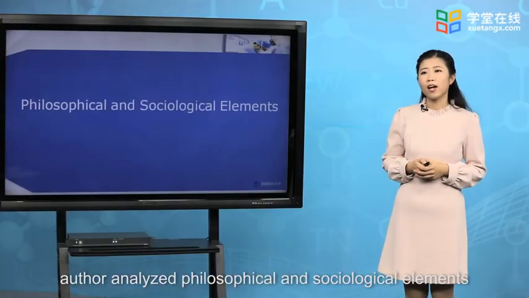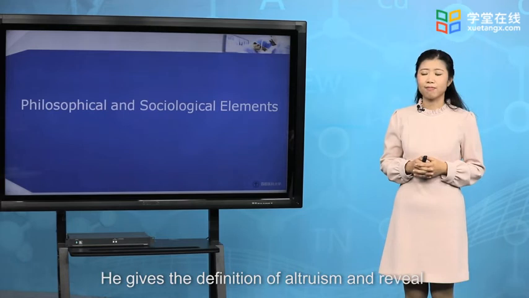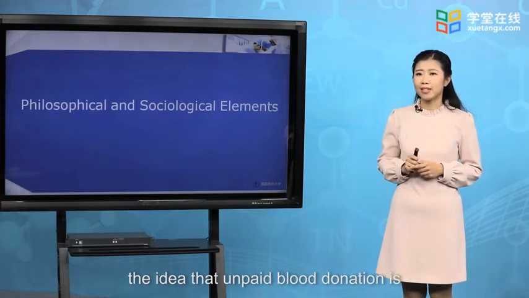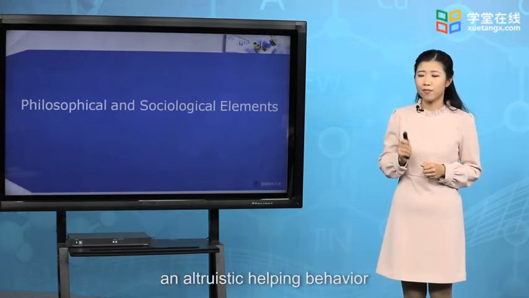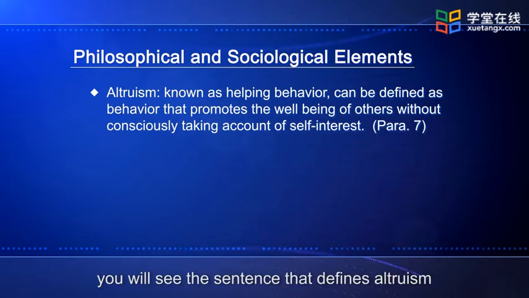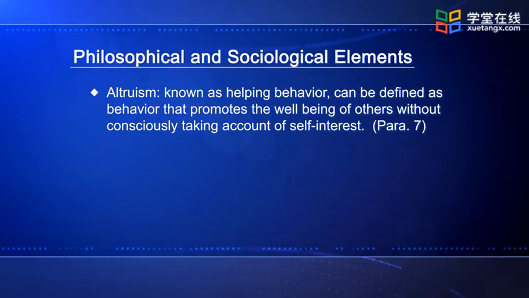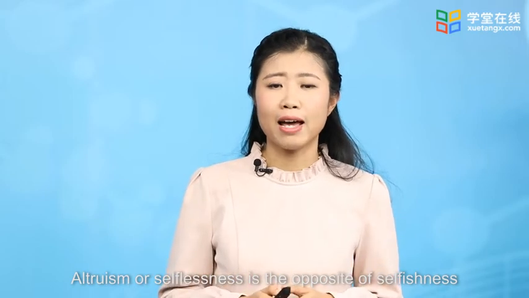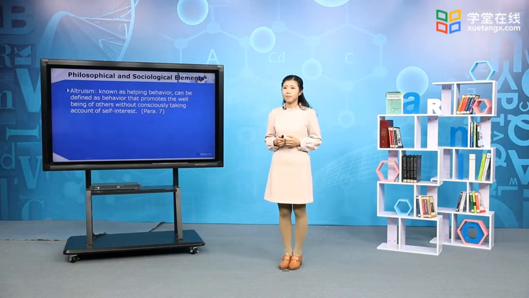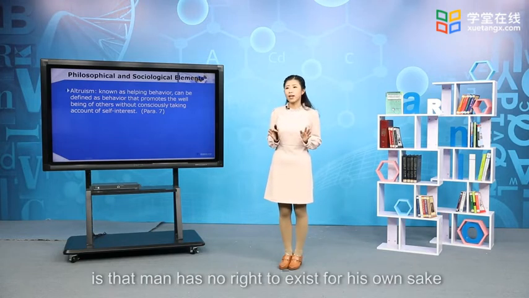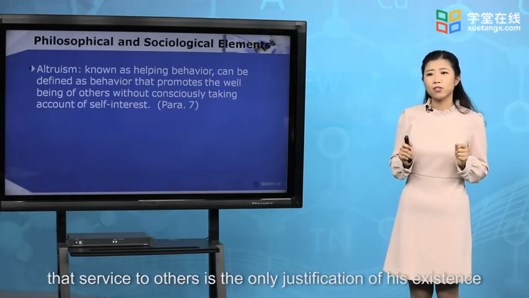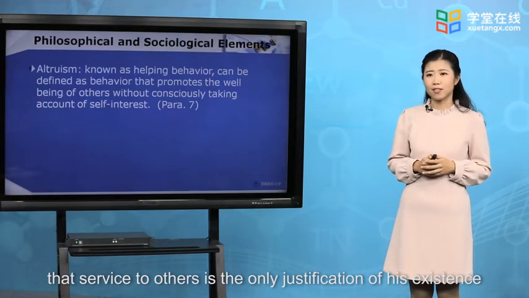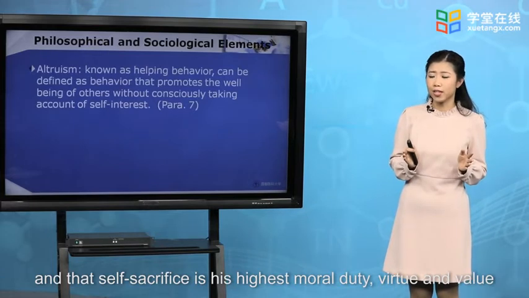In the third part, the author analyzed philosophical and sociological elements. He gives the definition of altruism and reviewed the idea that unpaid blood donation is an altruistic helping behavior. If you look at paragraph 7, you will see the sentence that defines altruism. Altruism, known as helping behavior, can be defined as behavior that promotes the well-being of others without consciously taking account of one's self-interest. Altruism is when we act to promote someone else's welfare, even at the risk of the cost of ourselves. The basic principle for altruism is that man has no right to exist for his own sake, and that service to others is the only justification of his existence, and that self-sacrifice is the highest moral duty, virtue, and value.